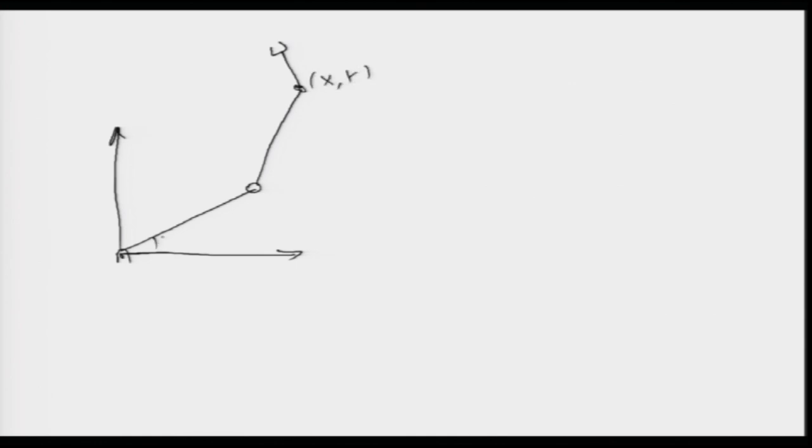So, let me draw it a little bigger so it becomes clearer. This is my x axis, that is my y axis, this was the manipulator linkage. Now, we are given these coordinates x and y. This is my angle theta 1, this is my angle theta 2. We have found theta 2. We are looking for theta 1 now.